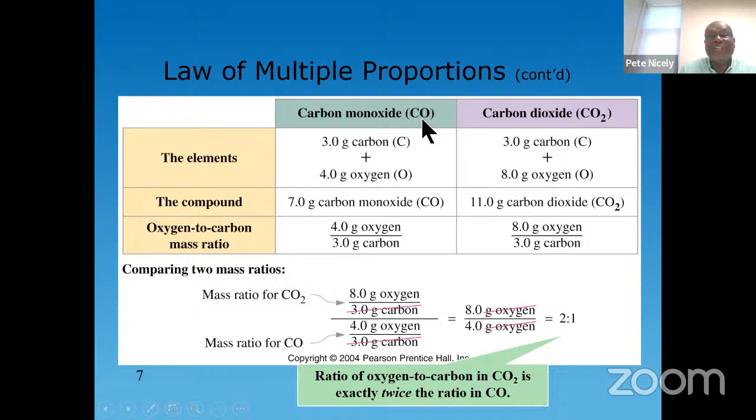Which corresponds to what you observe in the formula, because in the formula for carbon monoxide and carbon dioxide, you see that for every one carbon atom, in the case of carbon monoxide, you have one oxygen atom. In the case of carbon dioxide, you have two oxygen atoms. So therefore, when you compare the ratio of oxygens between these two compounds for the same amount of carbon, it's going to be a 2-to-1 ratio. And that is basically what is observed when you compare the masses, right? So the ratio of the oxygen to carbon in carbon dioxide is exactly twice the ratio in the case of carbon monoxide, all right? So that's basically what the law of multiple proportions is saying.